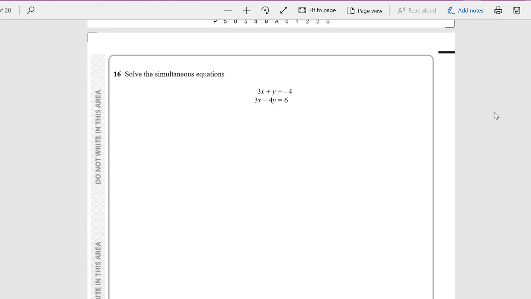Solve the simultaneous equations. Number 16. I really enjoy simultaneous equations for some reason. So let's think about this with either elimination or substitution. Looking at this, elimination. So let's call that 1, let's call that 2. So I'm going to say 1 subtract 2.